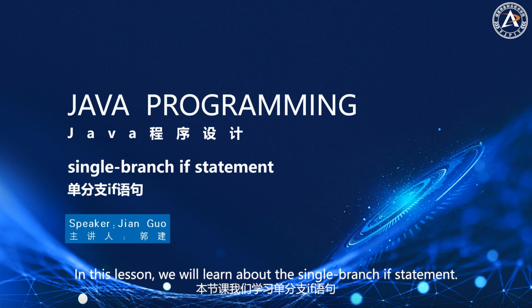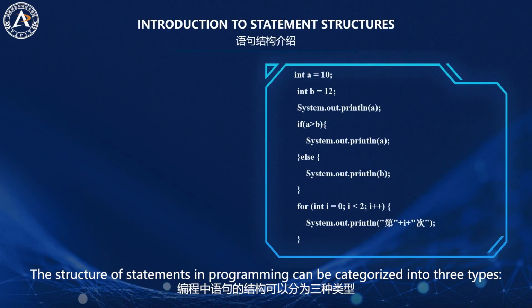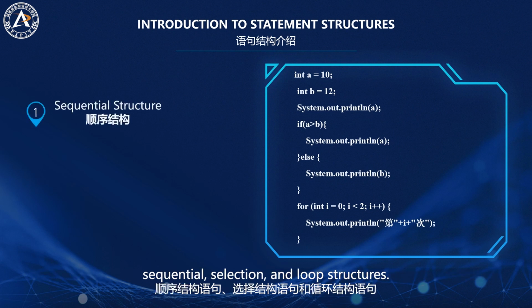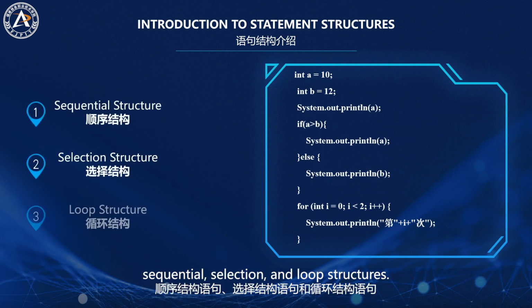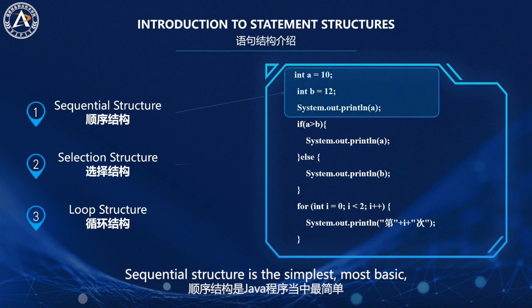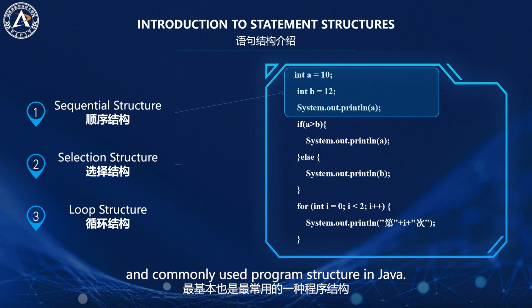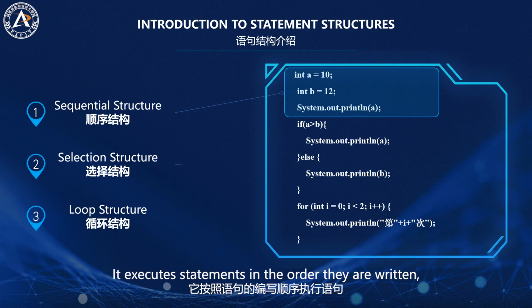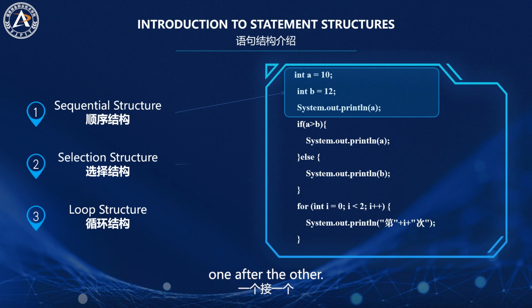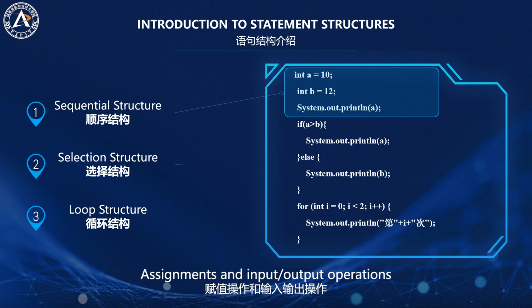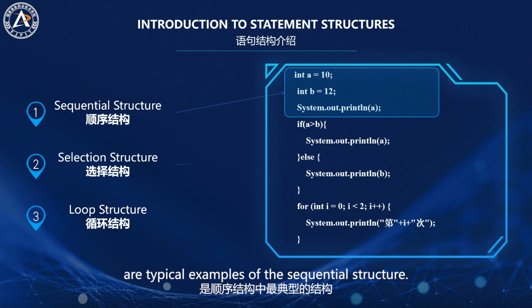In this lesson, we will learn about the single branch if statement. The structure of statements in programming can be categorized into three types: sequential, selection, and loop structures. Sequential structure is the simplest, most basic, and commonly used program structure in Java. It executes statements in the order they are written, one after the other. Assignments and input-output operations are typical examples of the sequential structure.